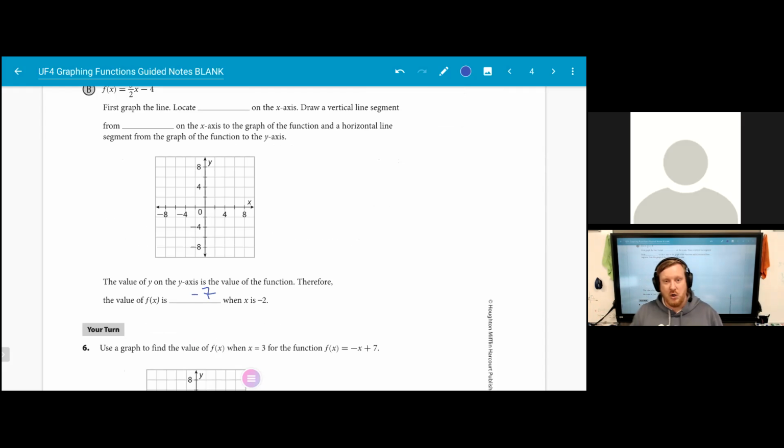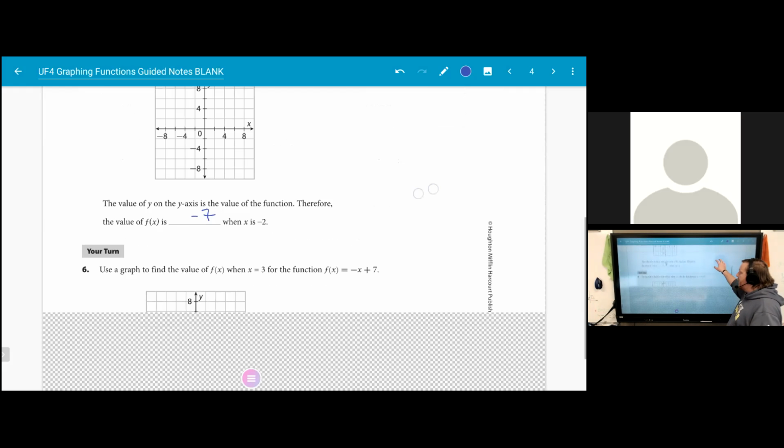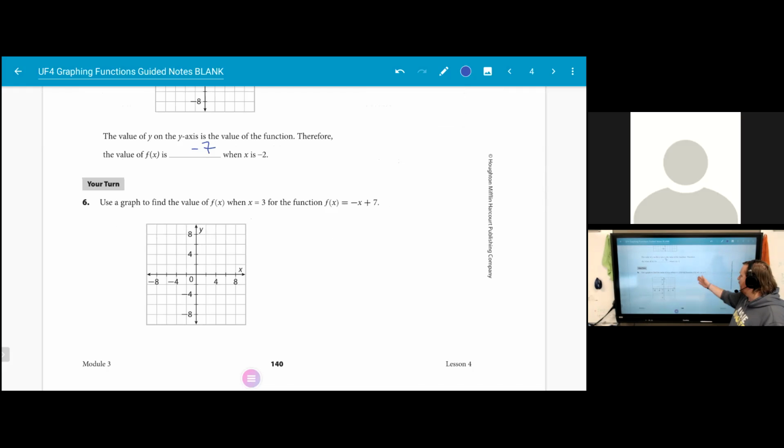Okay. So your job is to go to Desmos right now and type in this function. Again, you could do f of x, you could type in y equals negative x plus 7, right? And when x this time is 3, trace your finger along. When x is 3, what is your y value? I'll give you a second to do that and come back with the answer. Now that you've come back, you should have gotten 4.